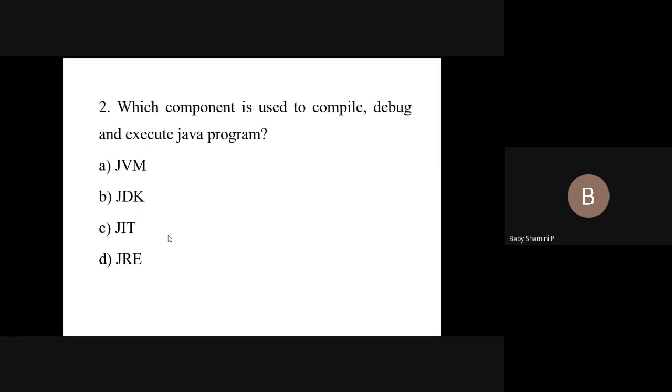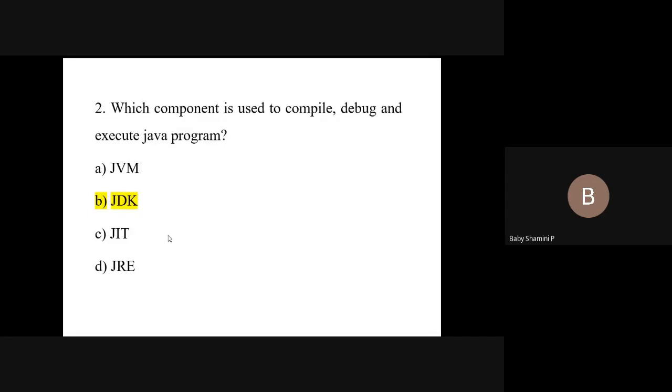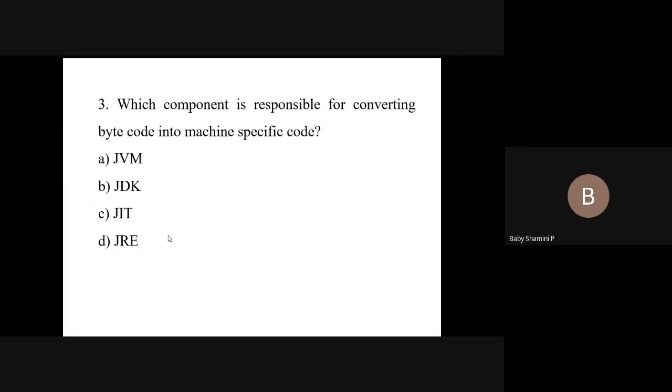Okay, B. That is JDK. So this JDK is a core component of the Java environment. It provides all the necessary functions and tools to execute, compile, and debug a Java program. JDK is the correct answer. So next one is, which component is responsible for converting bytecode into machine-specific code?